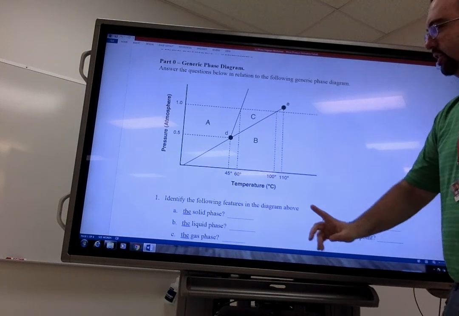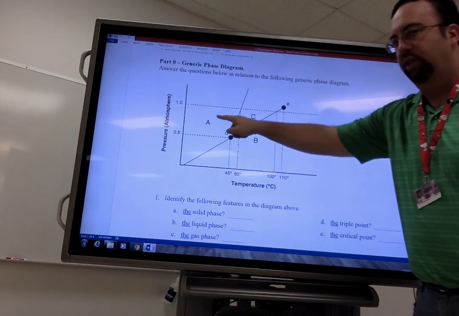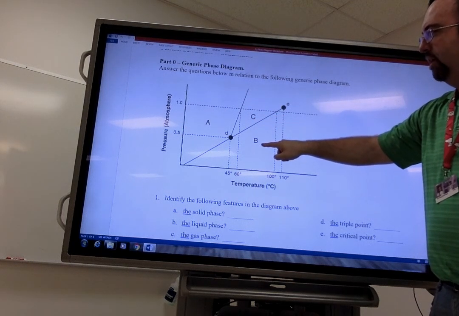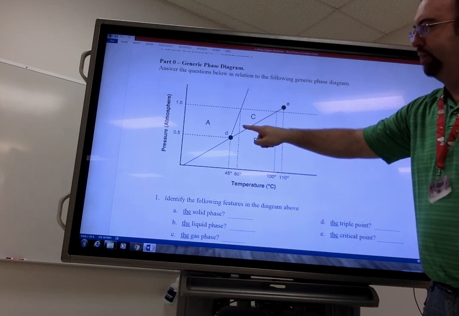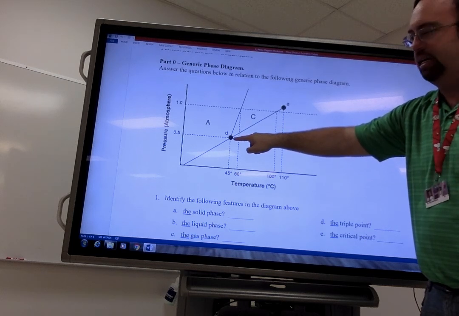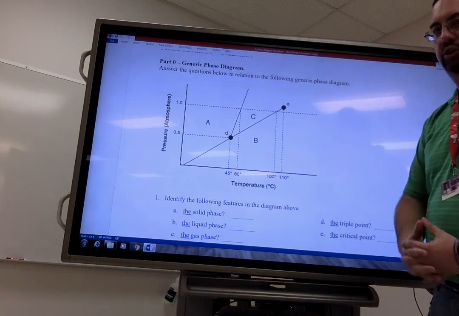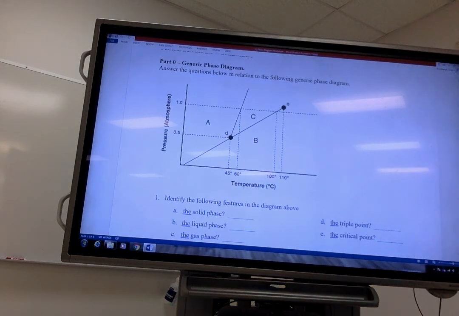So again, the solid phase is A, the liquid phase is C, the gas phase is B, the triple point, where all three states of matter exist at the same time, is point D, and the critical point is E. And so those are the answers for number 1. All right.